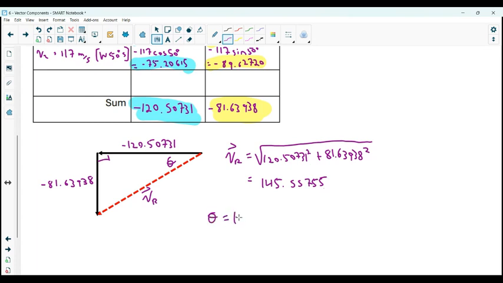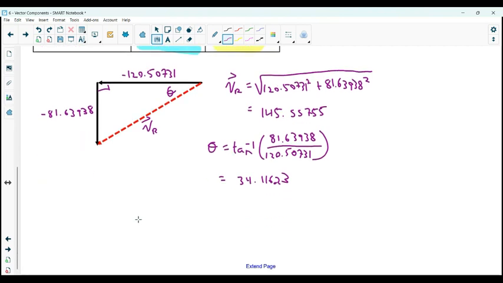Let's do the angle. It's going to be a tan ratio because it's opposite and adjacent. My opposite side to my angle is my 81. Hey, Mr. Roy, why didn't you put this in as a negative number? Well, it's a negative number on the top and bottom. They're going to cancel each other out. Nice. Let's see what we get for our angle. It works out to 34.11623.